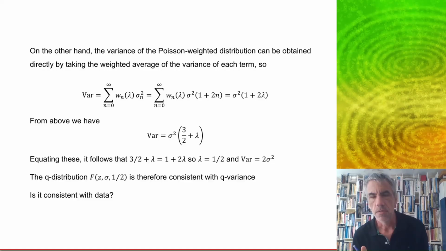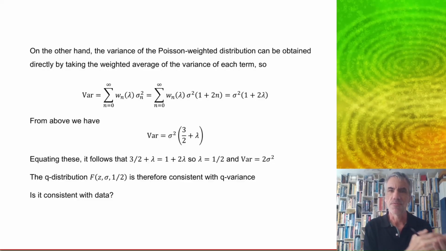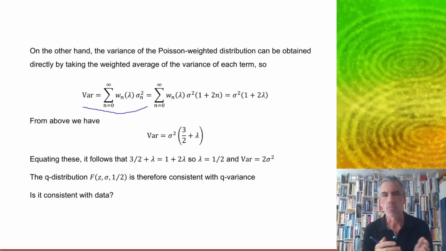Okay, so that gives us one view, but on the other hand, the variance of the Poisson weighted distribution can be obtained directly just by taking the weighted average of the variance of each term. So that would give us this. This would give us the Poisson weighting times sigma n squared. So that's the variance of each term.